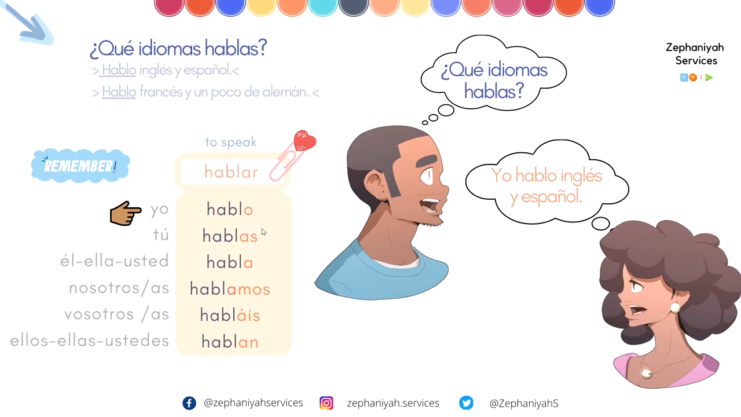Which person you're referring to? First, second, third, and so on. First, second, third of the singular, first, second, third of the plural. Okay, so ¿qué idiomas hablas? So if I want to ask you, ¿qué idiomas hablas? O ¿qué idiomas hablas tú? You remember this example from the foundational video? Hablo inglés y español. O hablo. Hablo, you remember? Hablo, which means yo hablo, I speak. Hablo francés y un poco de alemán.